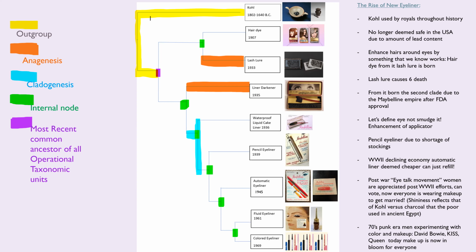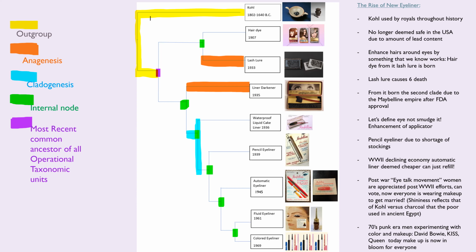Then at the second cladogenesis incident seen by the green internal node, we see the line darkener further diverges. This was due to the popularity of the makeup industry amongst women, and a new applicator with a fine brush was developed, leading to the waterproof liquid cake liner.